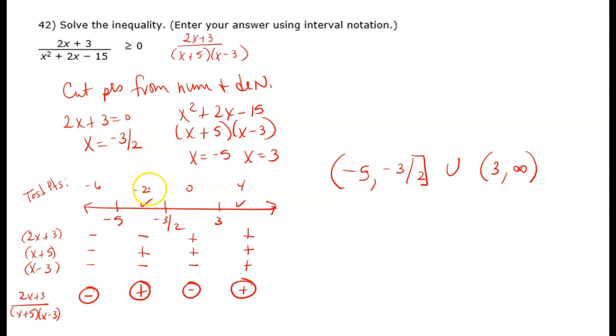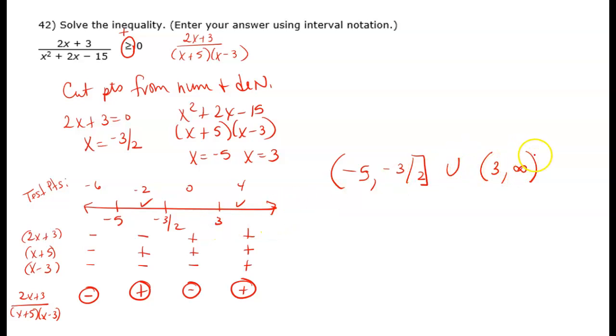I repeat that process for each of these test points, plugging into each one of these. Remember, if I have an odd number of negatives, it's going to be negative. If I have an even number of negatives, it'll be positive. Once I've done that, I need to look back and see, here I'm looking for greater than or equal to 0. So that tells me that I need the positive regions. My positive region is this region and this region, so from -5 to -3/2, and then from 3 to infinity.